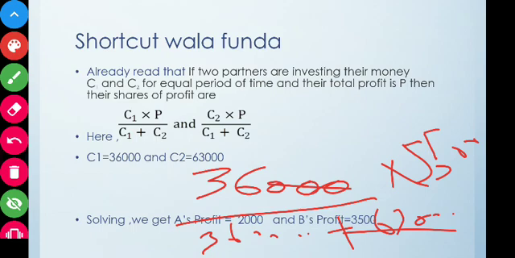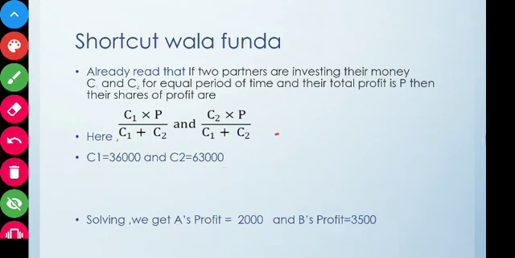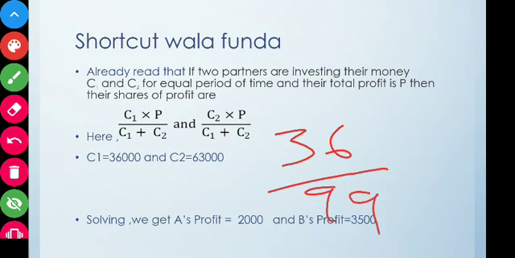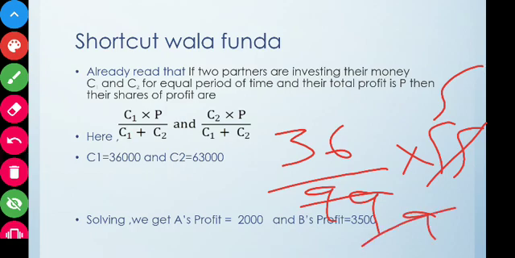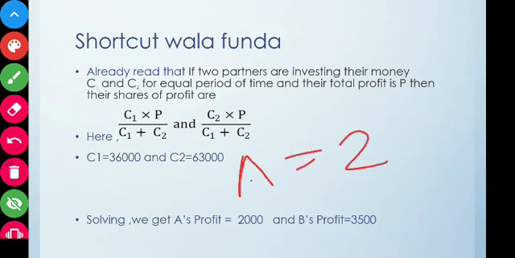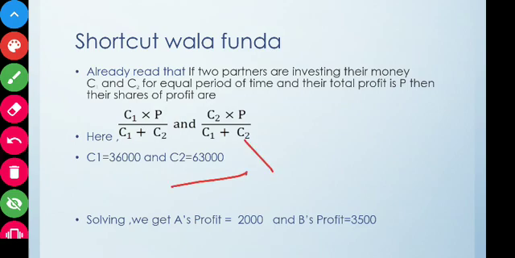So on solving, we get 36 by 99 into 55. By 11 we can cancel, this 5 and this 9, and 9 into 4 is 36, that is 4 into 500. We get A's profit is equal to 2000. So A's share of profit will be 2000, which is given here. And similarly, if we find for B, we will get the profit as rupees 3500. So this is the shortcut method for getting the share of profit of both A and B. Hope the concept and shortcut both are clear for you.